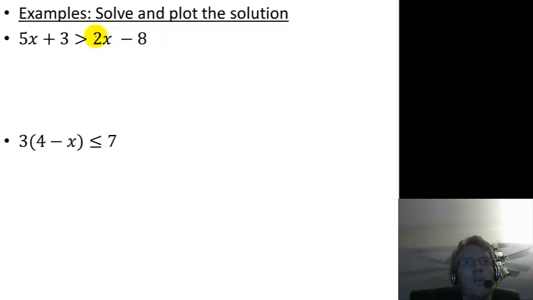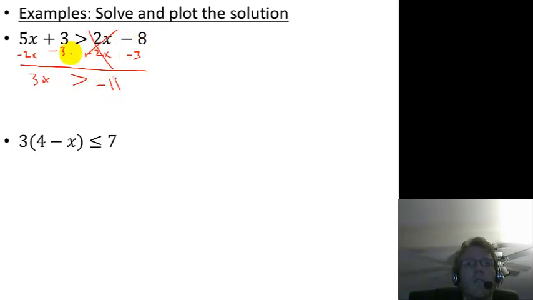So we'll simplify if possible. There's nothing to simplify here or here. So follow the golden rule by combining like terms and adding or subtracting to both sides. I want to get all the x's together. So minus 2x, minus 2x, cancel. While I'm at it, I want to move the 3 over here. So minus 3, minus 3. 5x minus 2x is 3x. I have a greater than sign. And negative 8 minus 3 is negative 11. Cross those out. Then I can divide by 3.